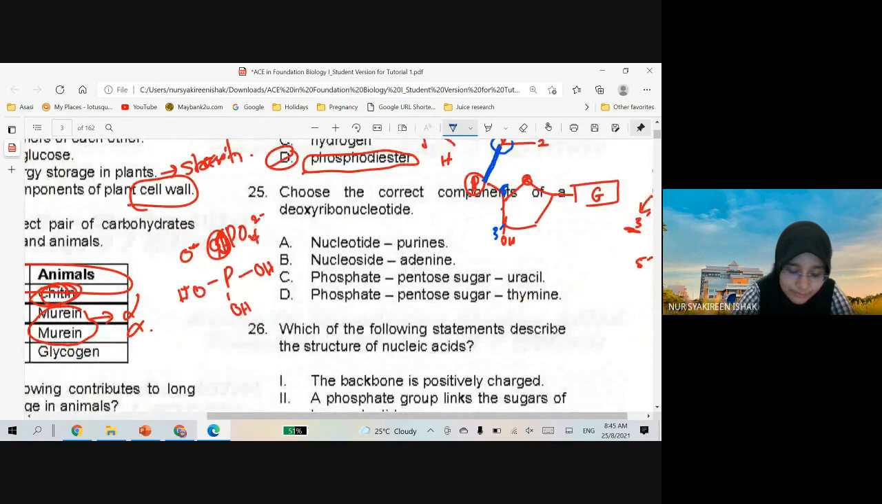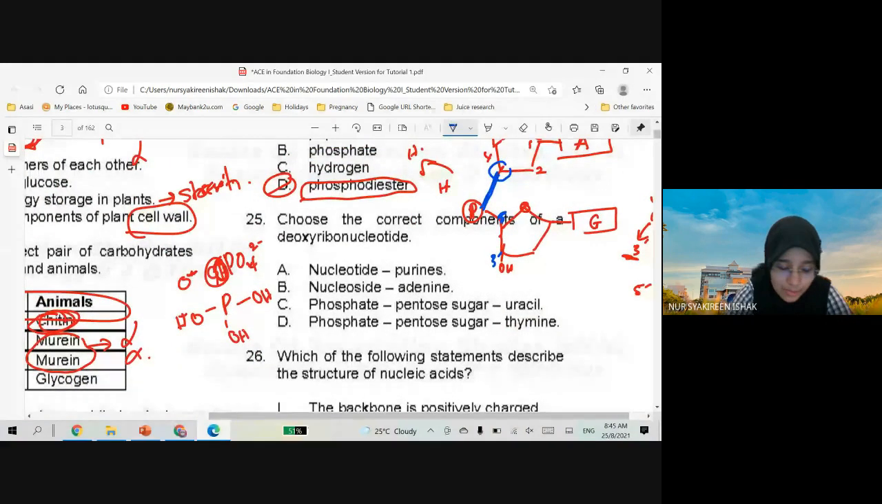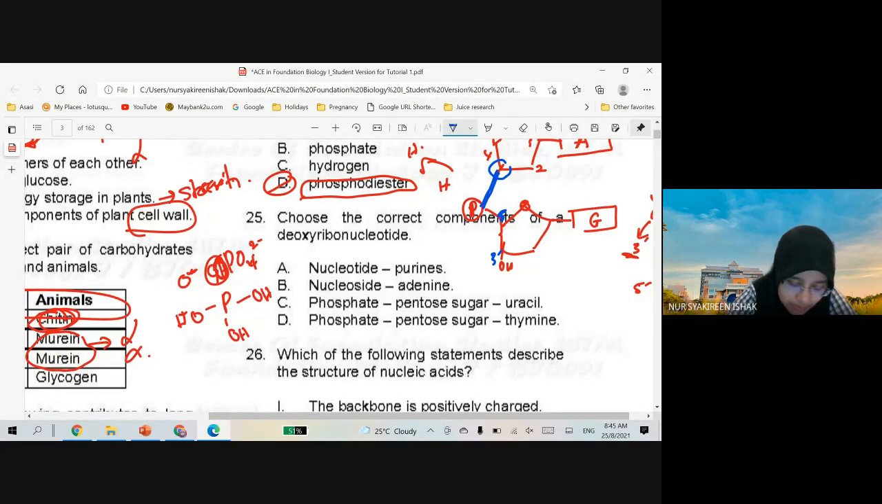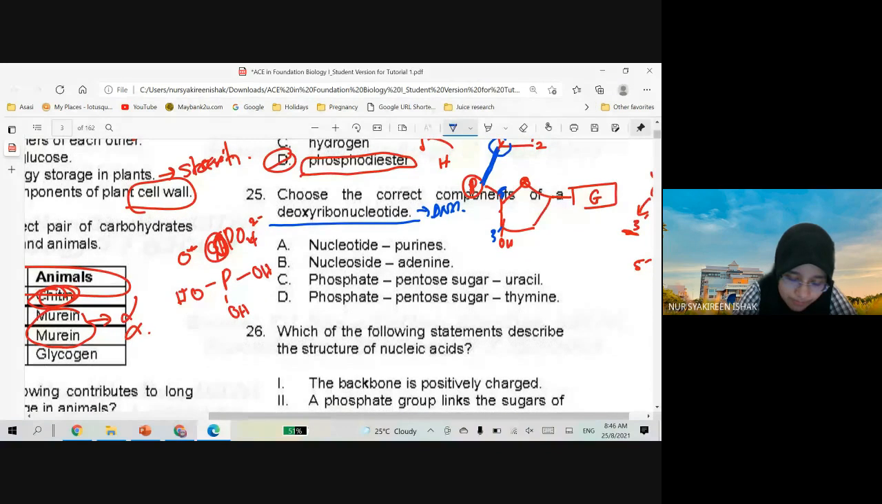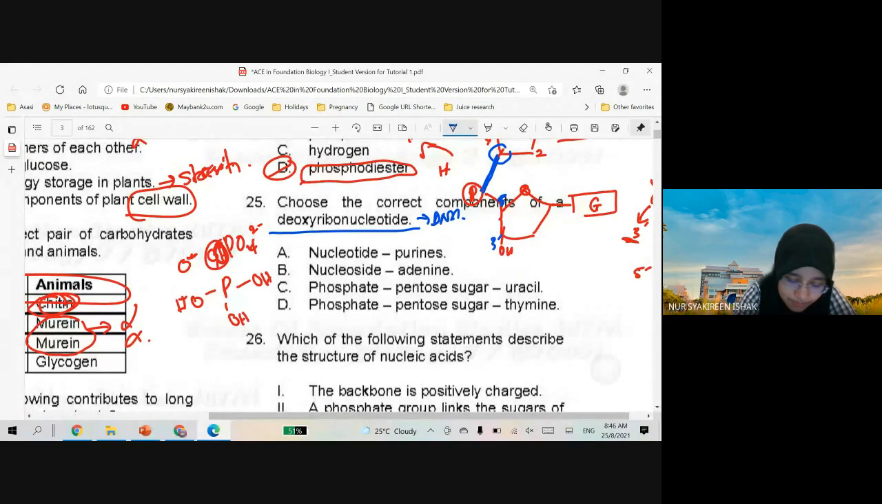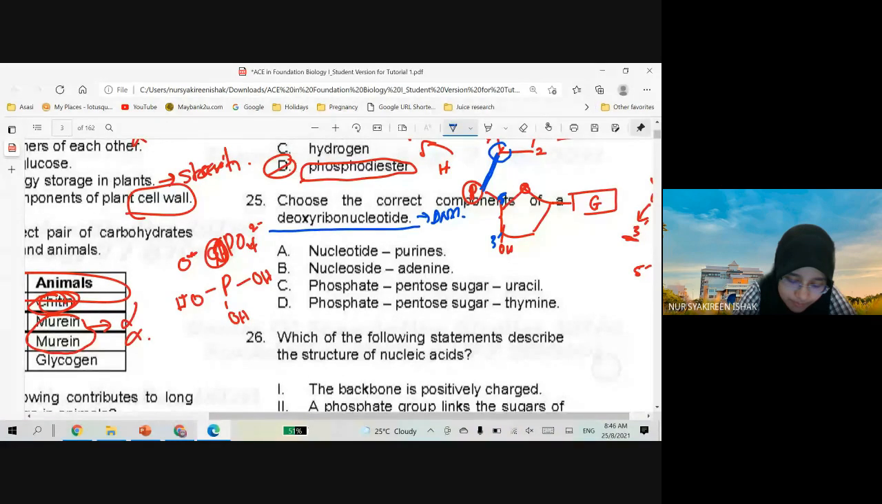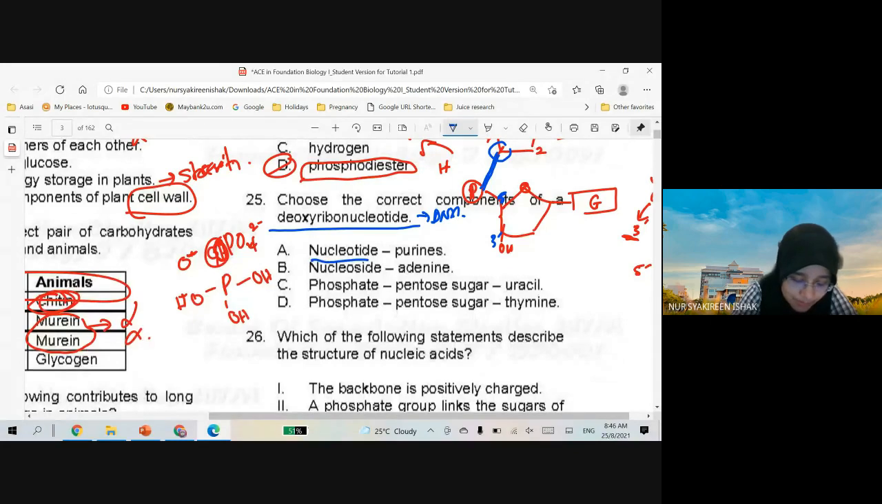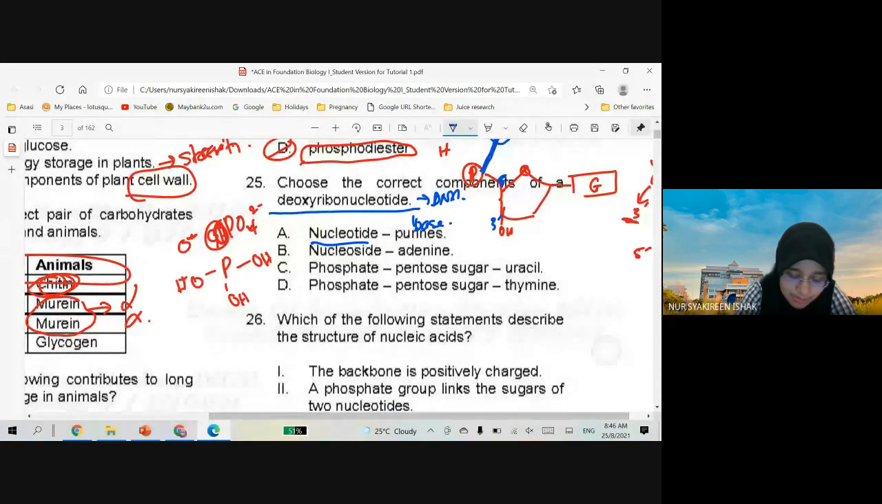So number 25, choose the correct component of a deoxyribonucleotide. So deoxyribonucleotide is DNA lah. Nucleotide purines. Dalam nucleotide memang dah ada purine. These are bases kan? Base. So check balik. Dalam purine apa base dia? Nucleoside, adenine.